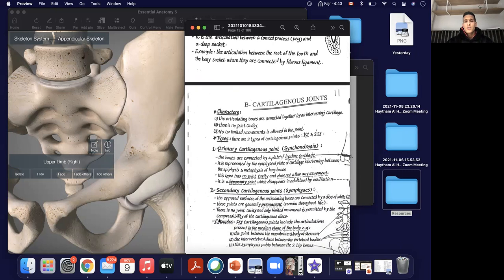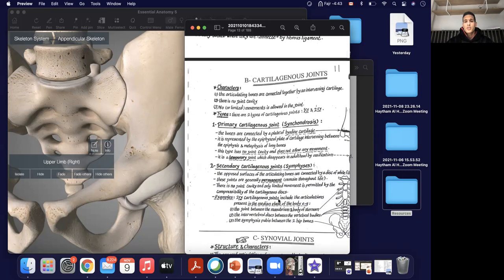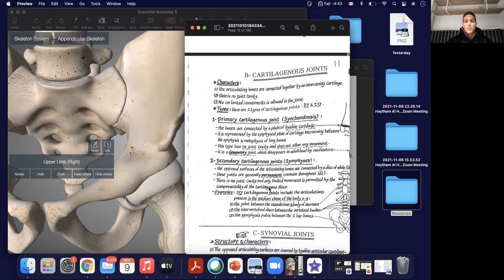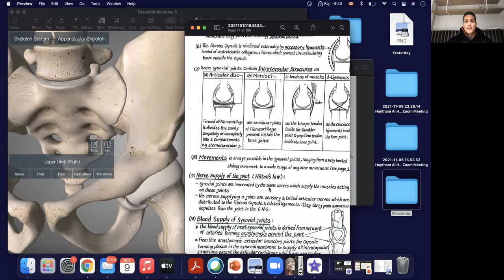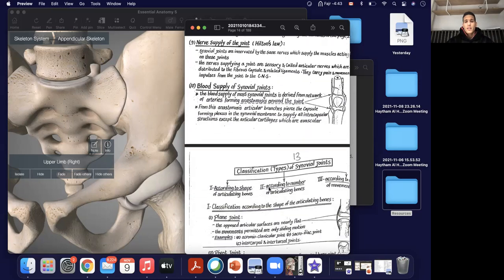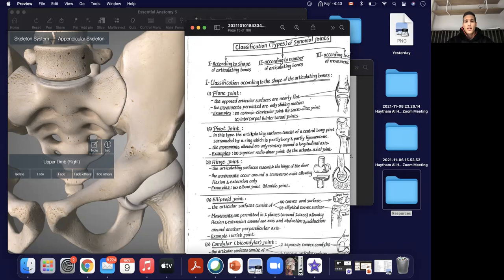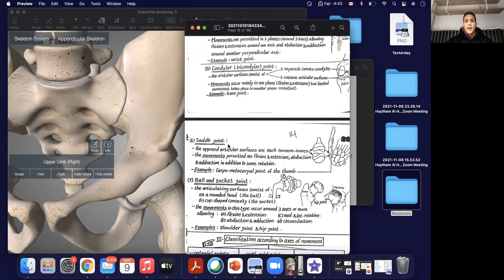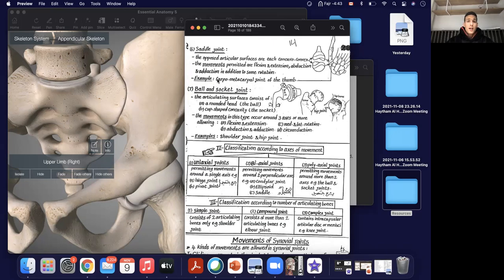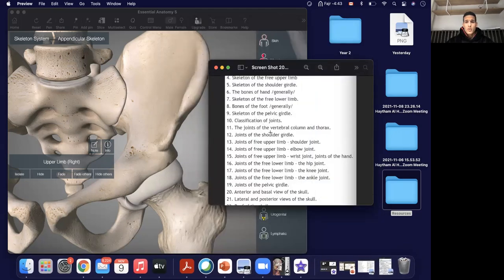We have the cartilaginous joint, we have the primary cartilaginous joint, we have the secondary cartilaginous joint. Read more about them, I already said them. So I know we have six synovial types, and they're the plane joints, pivot joint, hinge joint, ellipsoid and condylar, they're one, and saddle and ball and socket. These are the classification of joints. You just have to know them.